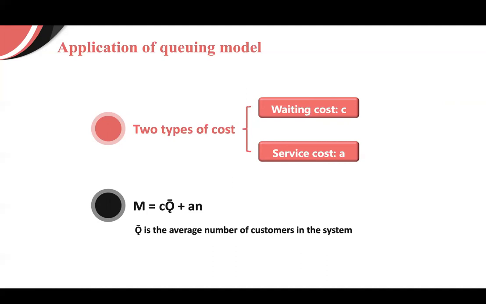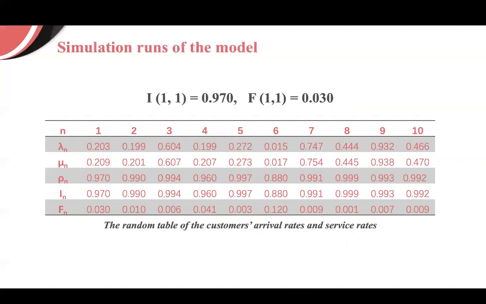In this formula, Q bar is the average number of customers in the system. So with this equation for the average total cost, the optimal value N for minimizing the average total cost can be determined. And next is the simulation of the model. We established a numerical simulation of the model, and based on the information above, we can get these results. That is, the probability that the first type of customers is served in this model is 0.97, so the chance of being served is very high.